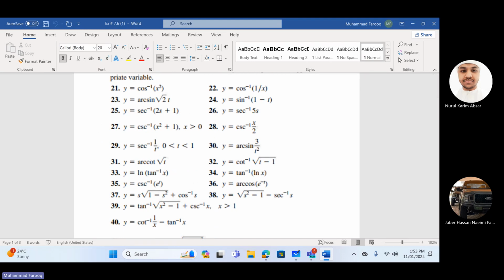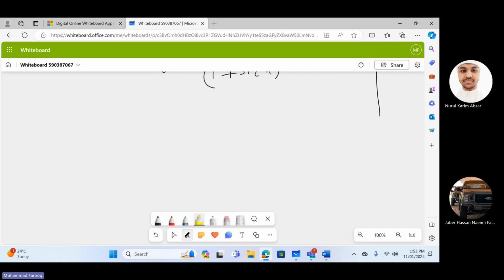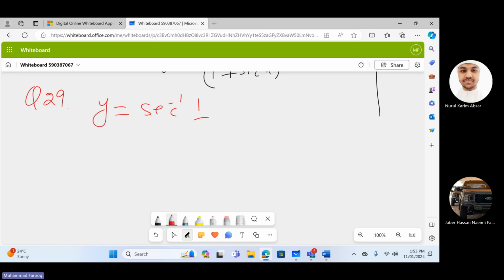Question 29 in section 7.6: y is equal to secant inverse of 1 by t, where t is between 0 and 1. Please tell me what u is here. It should be very clear that our u is 1 over t.